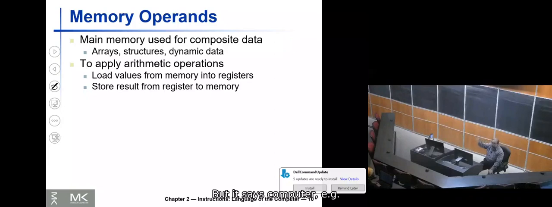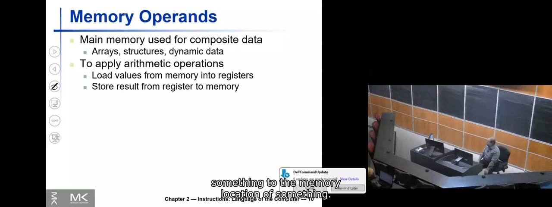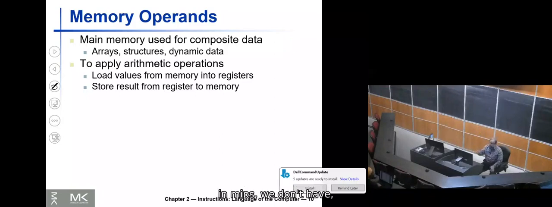But in a CISC computer, for example, you had an instruction to go and add something to the memory location of something. We don't have this in a RISC machine. In MIPS, we don't have. We only have load and store. We load something from the memory to the registers, we work on that, and then we store it back to memory if necessary.